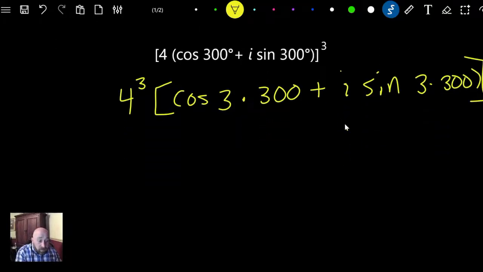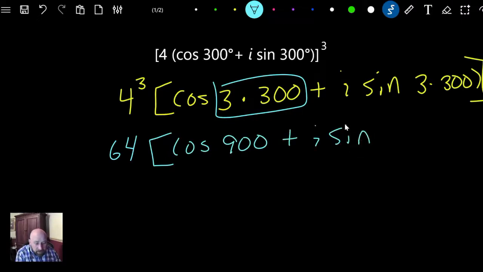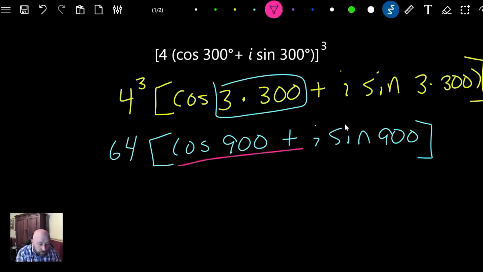All right, so now we just want to start solving what we can solve, do what we can do here. 4 to the 3rd power is going to be 64. That's 4 times 4 times 4. We can just solve this right here. So that's going to be the cosine of 900 plus the imaginary sine of, again, 900. All right, and now this is where your book kind of goes in a different direction than what you could do, because you have calculators that can solve this right here, right?